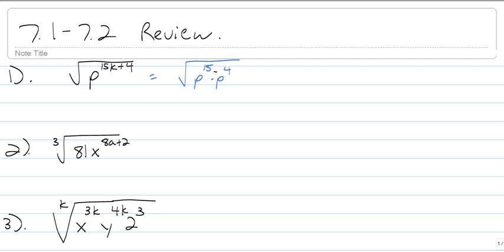So now we can look at this and try to figure out what we can pull out. This is a square root, which means we just need a pair of things to pull out. So this is 15k and this is 4. I have p to the 15k, so I can pull out 7k of those. So I can pull out a p to the 7k and I can pull out p squared, because 4 divided by 2 is 2. So again, we're dividing by the index.